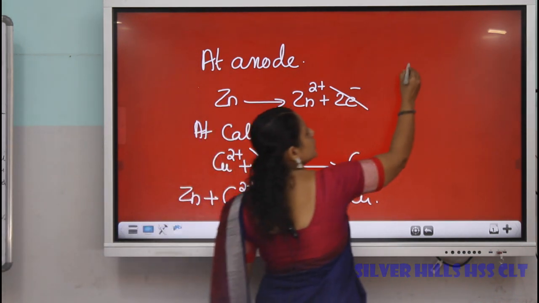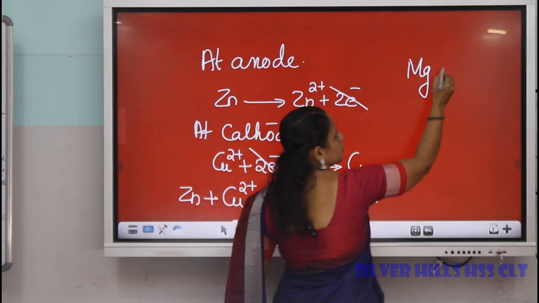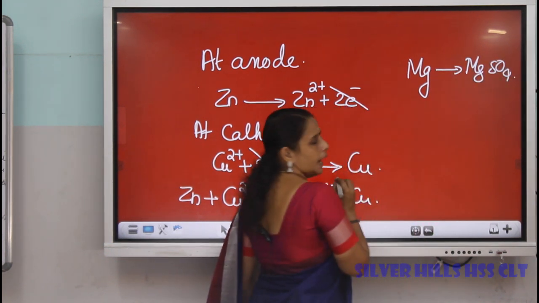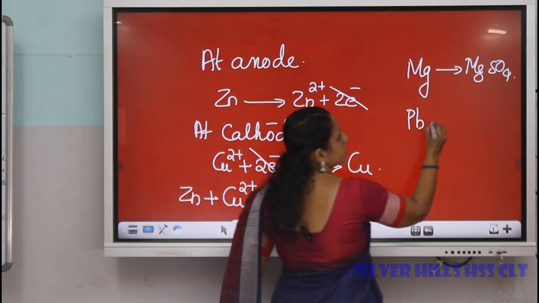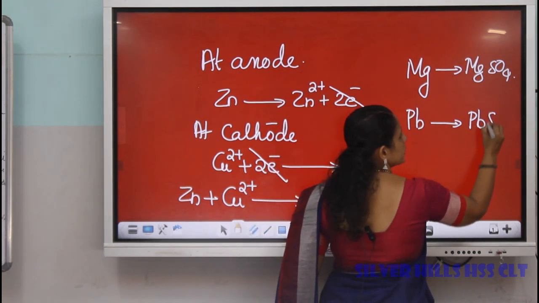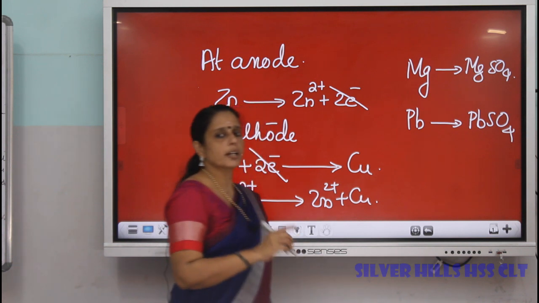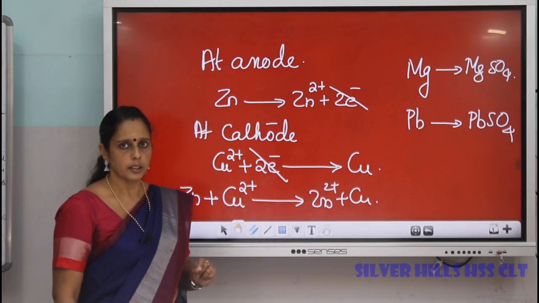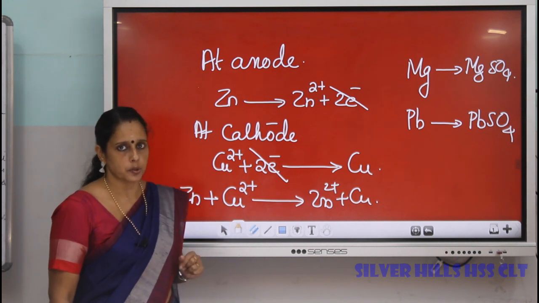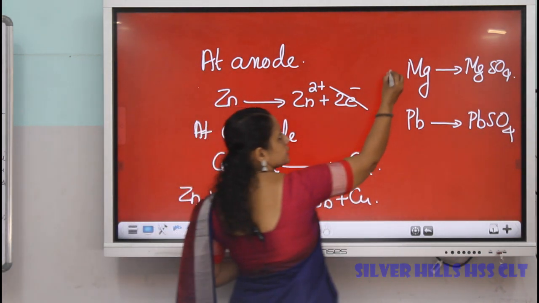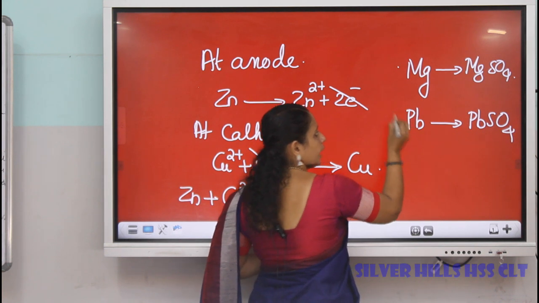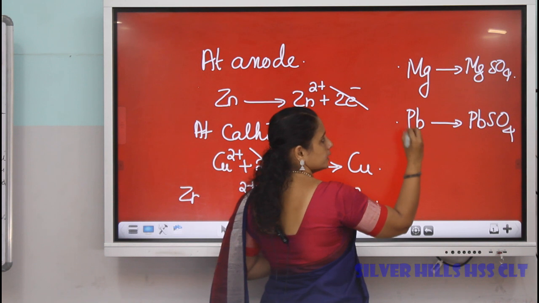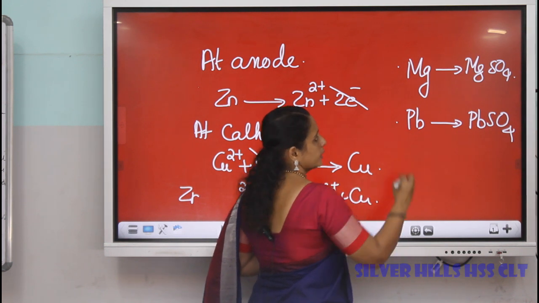If a magnesium rod is dipped in magnesium sulfate solution and a lead rod is dipped in lead sulfate solution, and these two are connected by a salt bridge and a voltmeter, electricity is produced. Then this acts as the anode and this acts as the cathode. So, we can write the reaction at the anode, at the cathode. What is the net cell reaction?